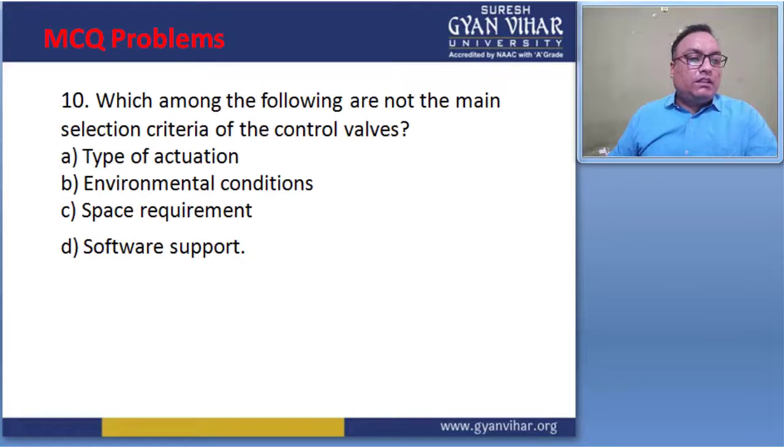This is the last question of this lecture. Which among the following is not a main selection criterion of control valves? The options are type of actuation, environmental condition, space requirement, and software support. So D, software support, is the right answer for this question.